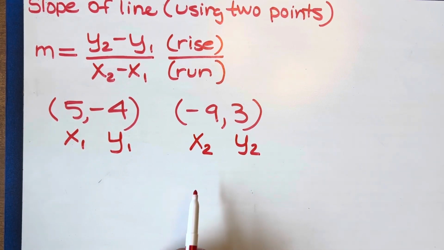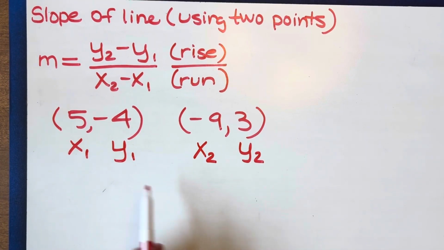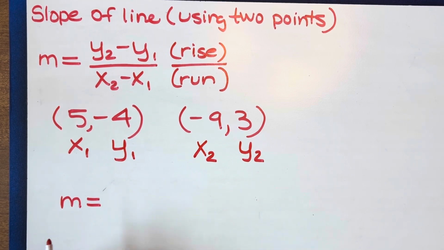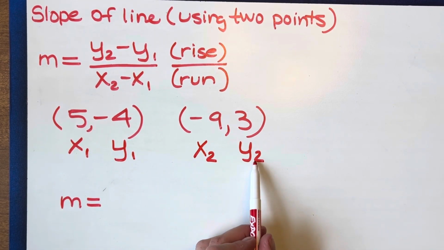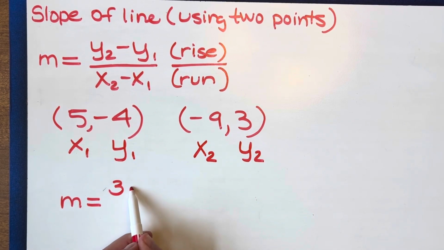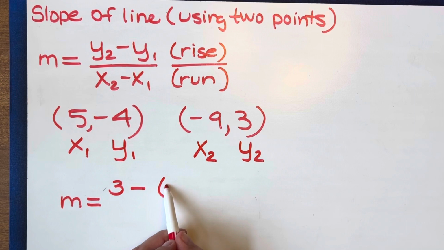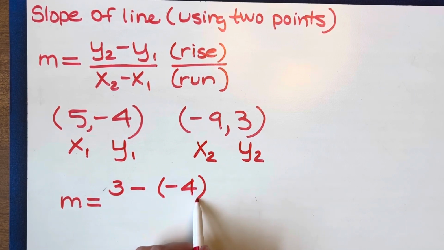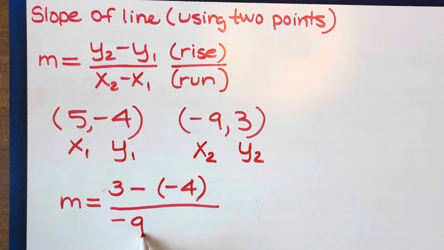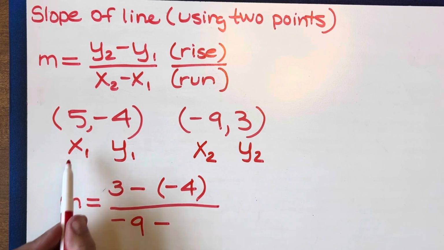So now I'm going to go back to my formula and substitute in these 4 values to calculate my slope. In the numerator, I have y2 minus y1. So y2 is 3 minus the y1, which is also a negative, so be careful when you're doing that. In my denominator, I have x2, which is -9, minus my x1, which is 5.